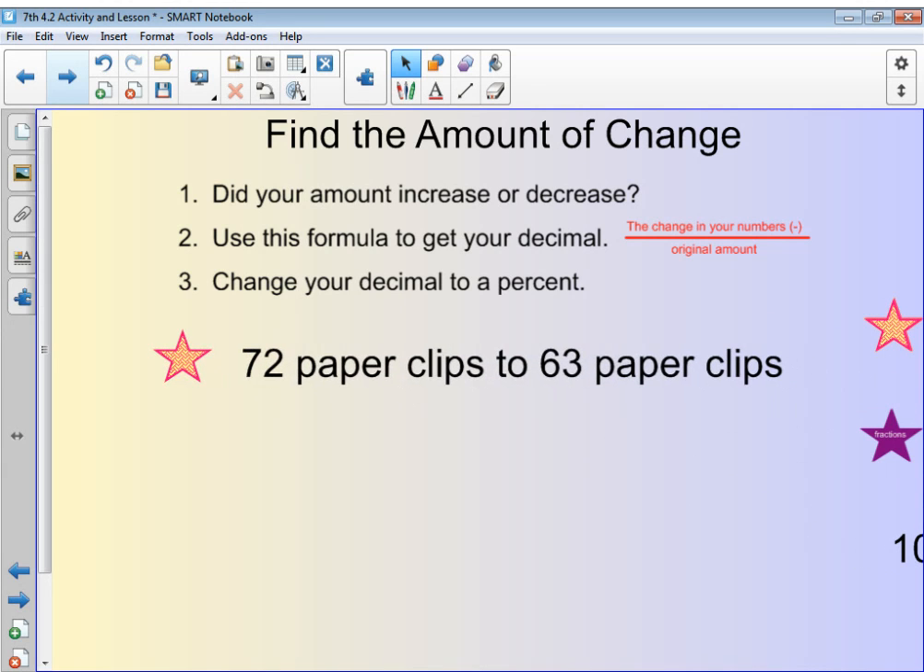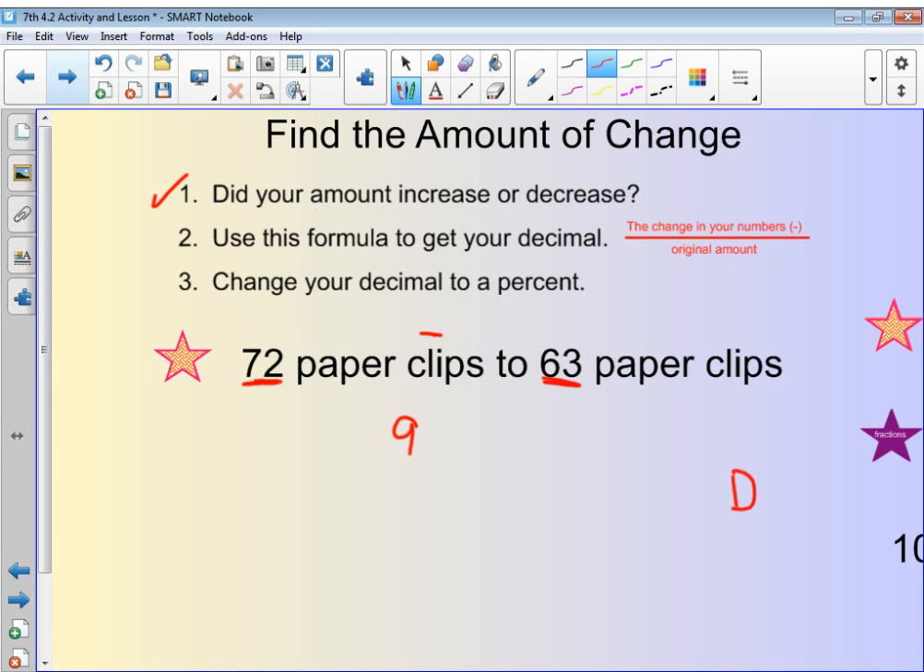Okay, so here's our next one. 72 paper clips to 63 paper clips. Now, I tend to ask if it's an increase or decrease to begin with, and the reason I do that is because otherwise I tend to forget. So I went from 72 paper clips in my drawer to now only having 63. So that decreased or dropped. So I know that it's going to be a percent decrease. Now I'm going to use my formula. So I want to find the change in these numbers. I'm going to subtract between them. So 72 minus 63 gives me 9, over what I originally had, which was 72 paper clips.